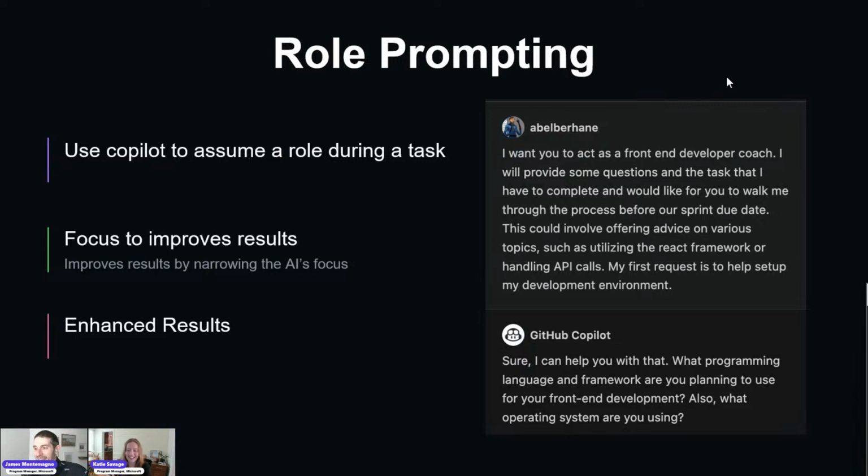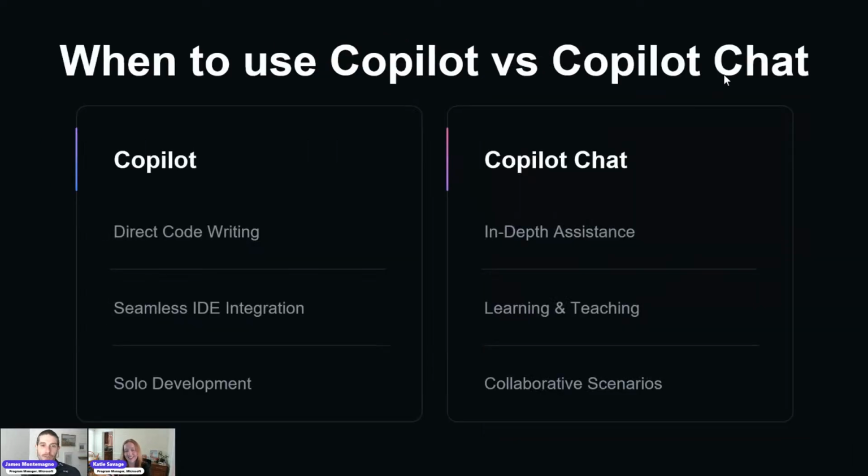Yeah. So you might be saying, okay, well, we've seen a lot of examples of Copilot and Copilot Chat. When would I use both of them? And the answer is you hopefully use all of them at the same time. With Copilot and the suggestions, that's going to be the direct code writing. It's going to solo. I'm just developing there.